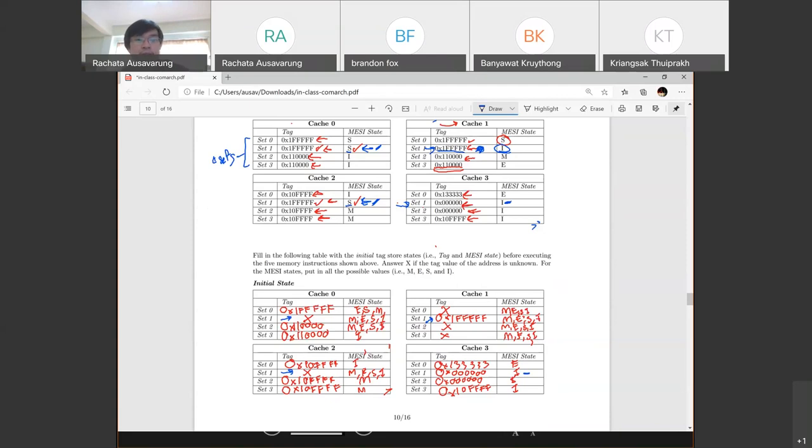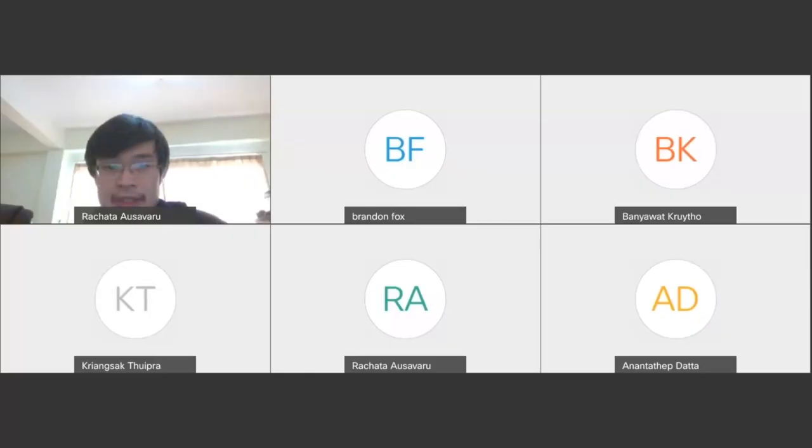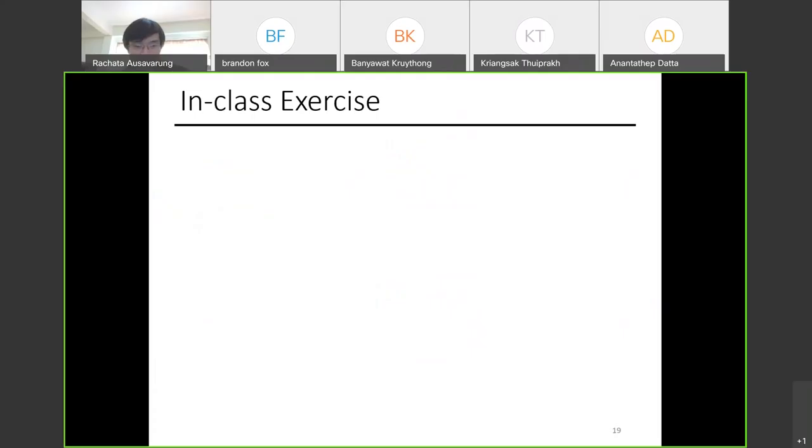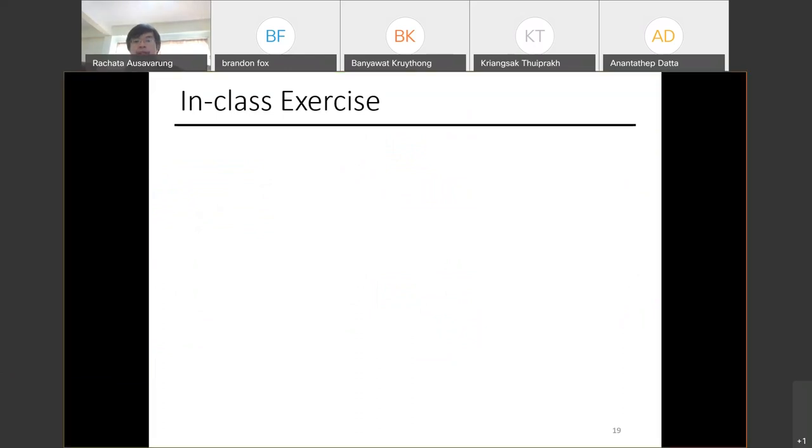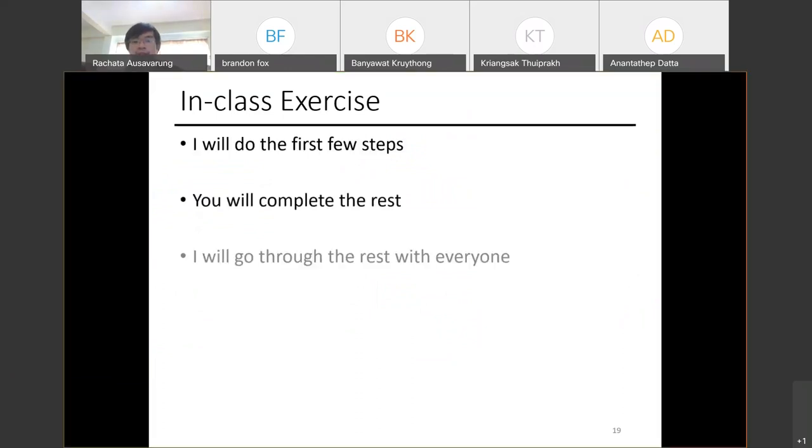So if there are no more questions, let me stop sharing and reshare my screen here to PowerPoint. So that's how the Snoopy protocol with the cache coherency works.